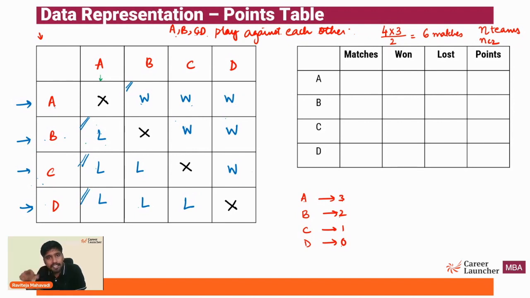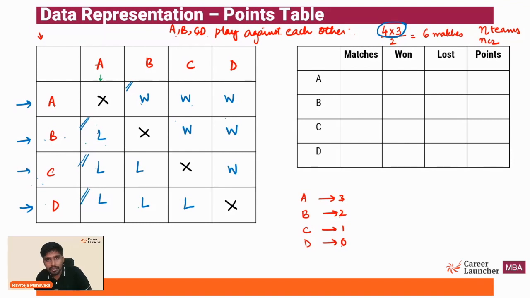Overall, you can see there are 6 W's. That means 6 matches happen. Or you can see there are 6 L's, which also means 6 matches happen. But you'll see 12 grids over here. Why do you get those 12 grids? Because everyone will play 3 matches, 4 into 3. That is why 12 grids will be shown. However, you'll realize that there is a repetition of each of the matches. So we are dividing it by 2 and making only 6 matches possible over there.